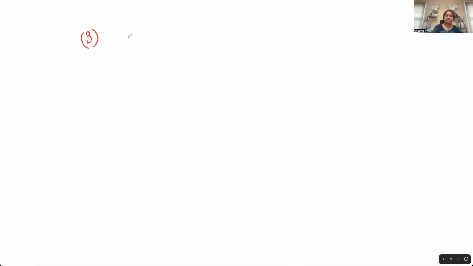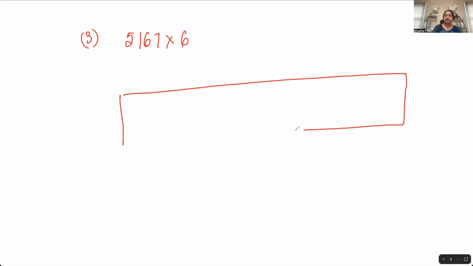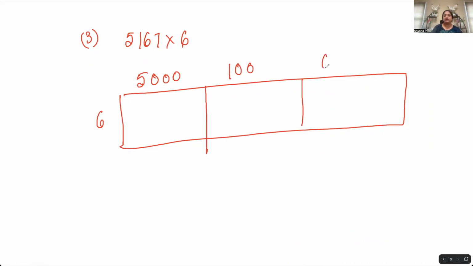Coming to the third example, 5167 times 6. We are multiplying it by 6. It's a four digit number. 5167 we write as 5000, 100, 60 and 7. 5000 times 6: 6 times 0 is 0, 6 times 0 is 0, 6 times 0 is 0, 6 times 5 is 30.